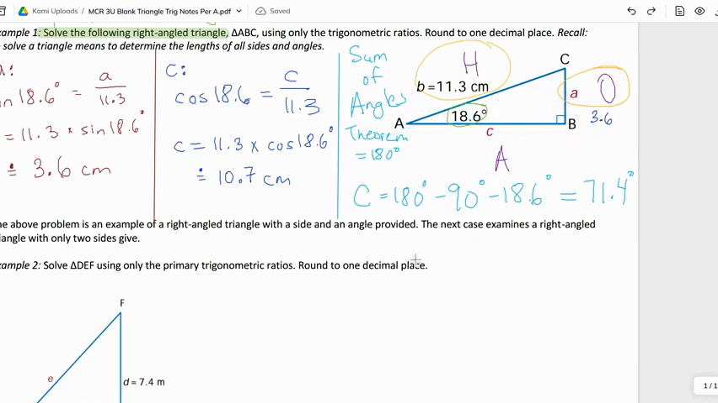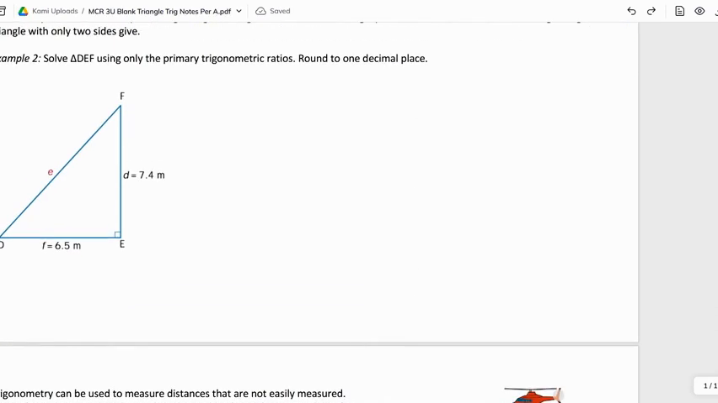Let's look at the next question. So in this case, we are not given any angles, so we must solve for an angle right away. Now, you might be like, oh, can I solve for the hypotenuse using Pythagorean theorem? And the answer is no, right? Let's use trigonometric ratios. No, it's not okay to use Pythagorean.